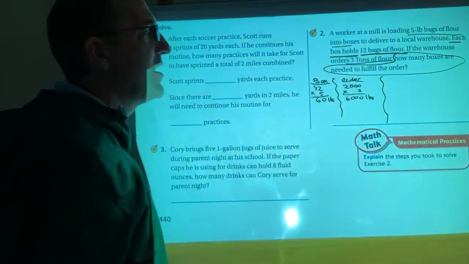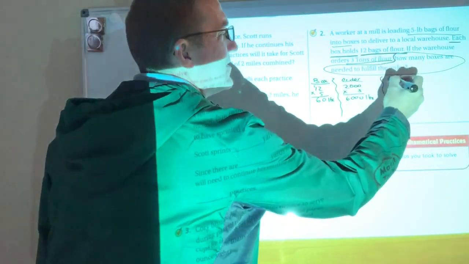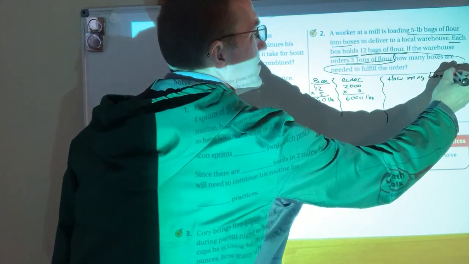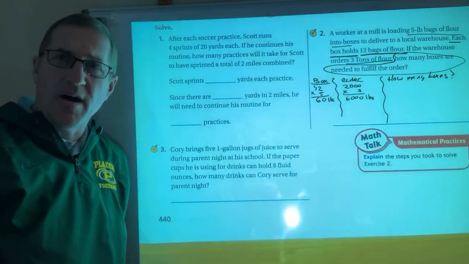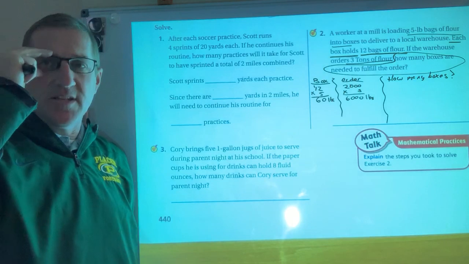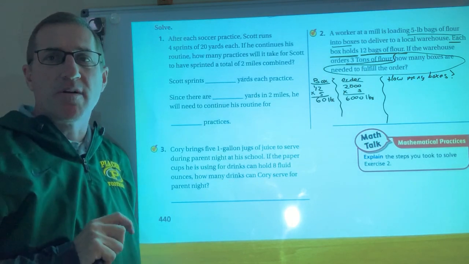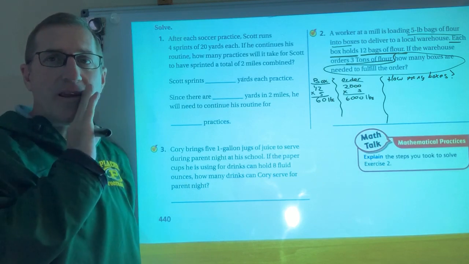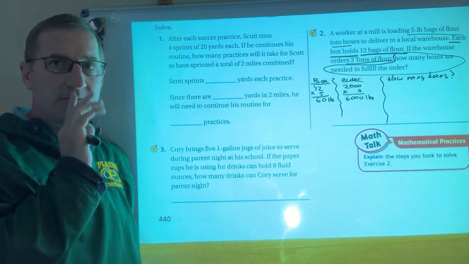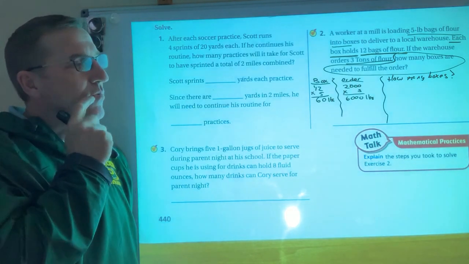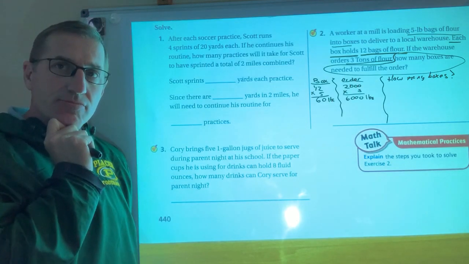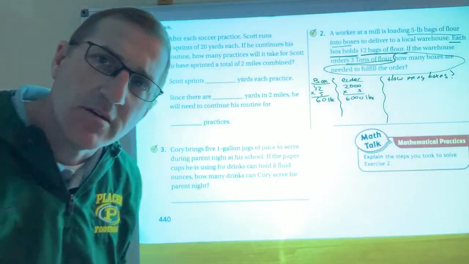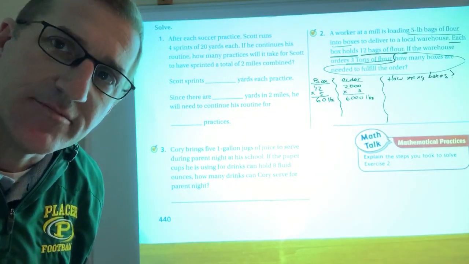All right, now I need to know how many boxes. So pause and think for a second, what operation do you think we're going to need to use in order to find out how many boxes? I'm going to give you a hint. Repeated subtraction. Okay, pause. What would you do? Okay, you're back. So what do you think we should do? If you said division, you crushed it.